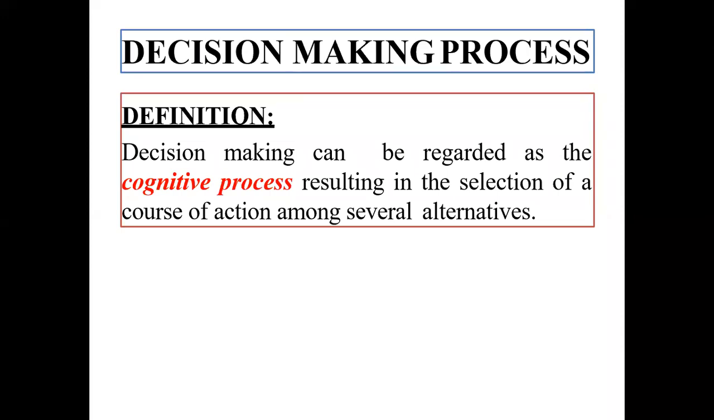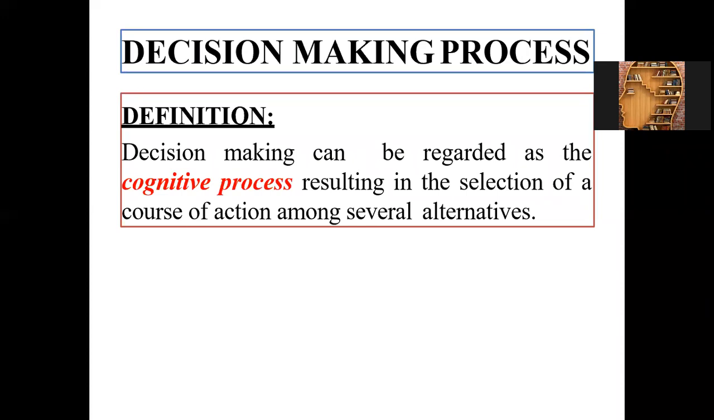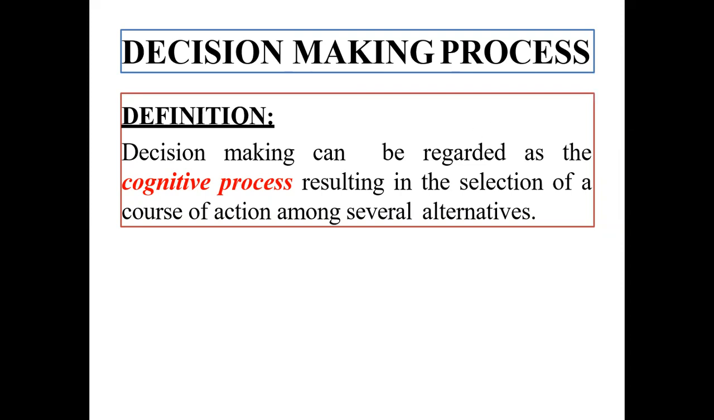Therefore, decision making, repeating myself, can be regarded as the cognitive process which results in a selection of a course of action among several alternatives. So maybe just to amplify on this definition, firstly, this is a process that's occurring in our mind. Secondly, it's a process that gives us the opportunity to choose from options, or several alternatives. So from this cognitive process, we'll be able to point out one thing, and that one thing is now a decision that has been made definitely. I think that should be so clear to all of you.